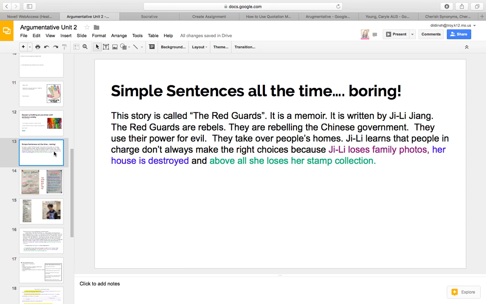This is a Red Guards intro paragraph that, if you'll notice, just has simple sentences throughout the whole paragraph. This story is called The Red Guards. It is a memoir. It is written by Zhi Lijiang. The Red Guards are rebels. They are rebelling against the Chinese government. They use their power for evil. They take over people's homes. So I'm going to stop there, but you notice it's very boring and it's not very exciting, doesn't have very much variety. So we want to try something different that has a variety of those sentences.